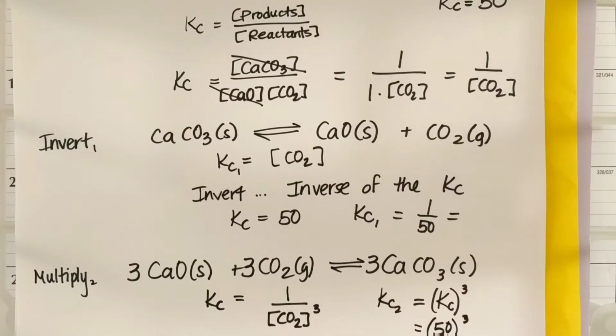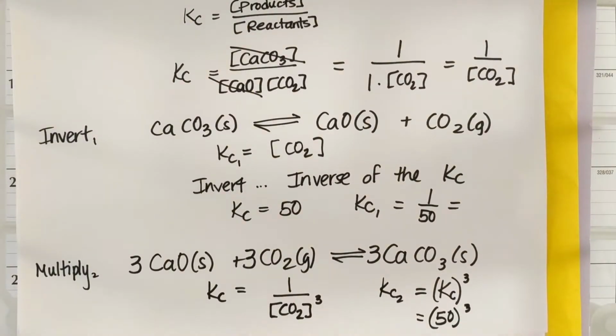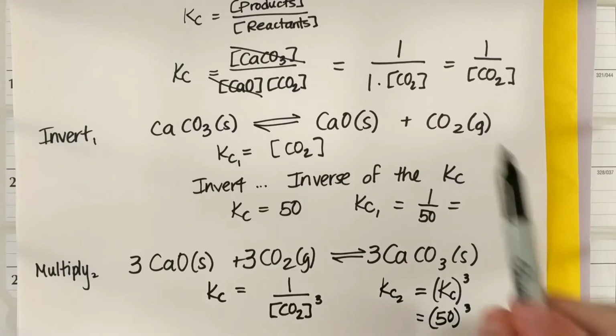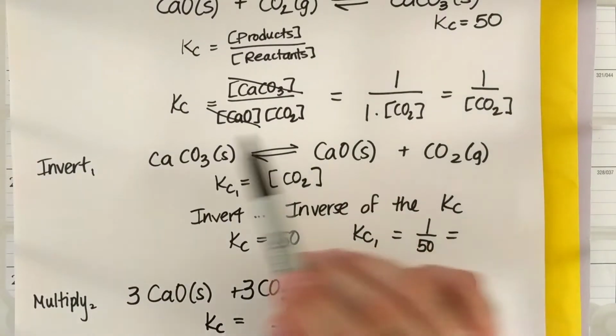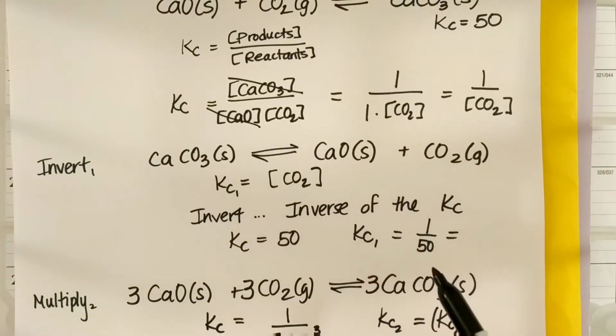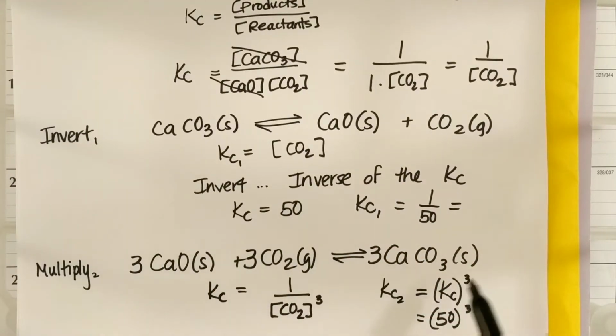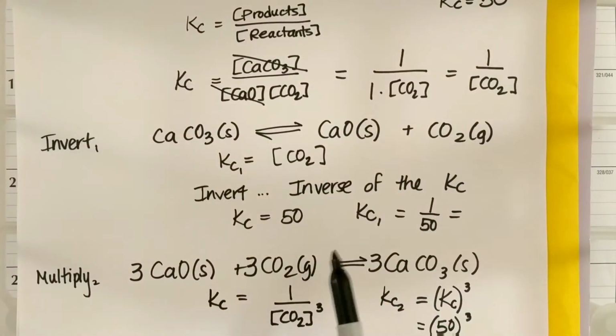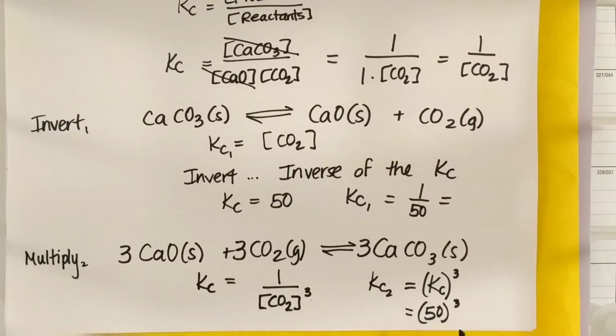So that is what happens when I invert an equilibrium. I just do the inverse of Kc. My original Kc was 50, so in order for me to invert, I would just do 1 over 50. If I multiply by a coefficient, remember that multiplication ends up as an exponent in the Kc expression. Since this is still my same Kc expression and that Kc was 50, if I multiplied the whole expression times 3, I would have to cube my Kc.